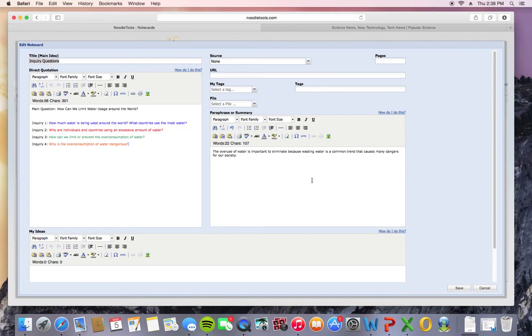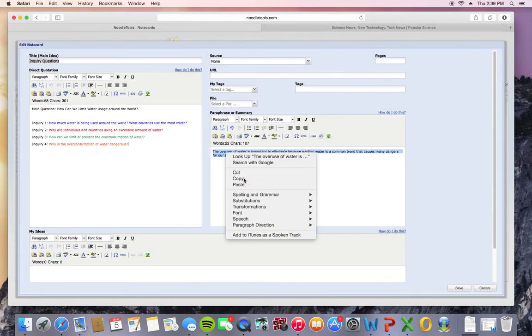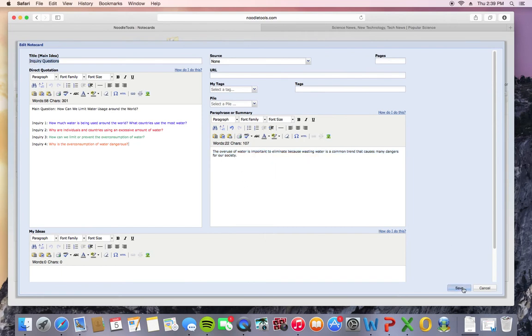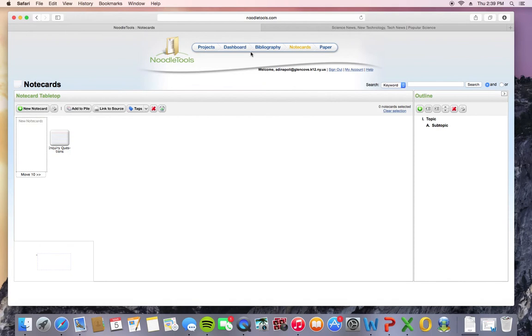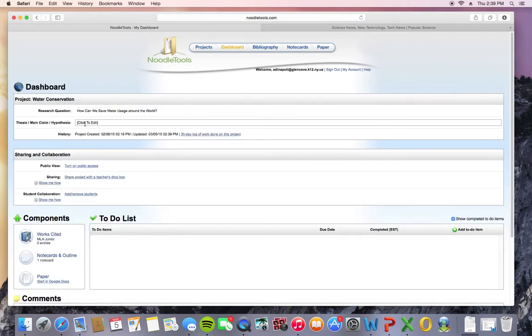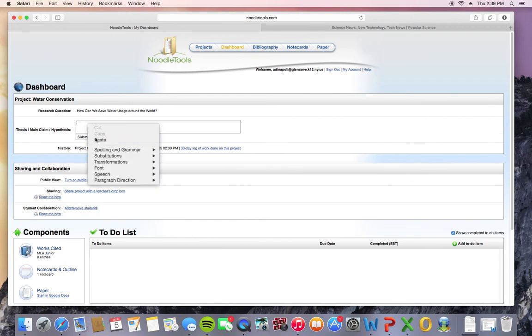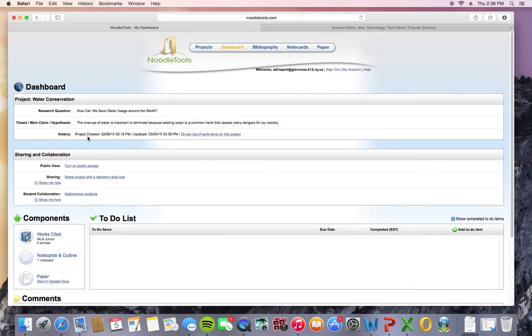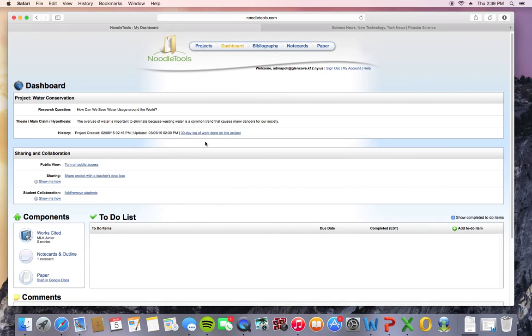So what I'm going to do here is highlight this with my mouse. That means I'm going to click here, hold down the click, and drag it over all the words, drag it up. Now that it's highlighted in blue, I'm going to right click the mouse and hit copy. Now I'm going to save this, and go back to the dashboard. And right here where it says thesis, I'm going to right click, paste, and submit. And there's my thesis for my paper.